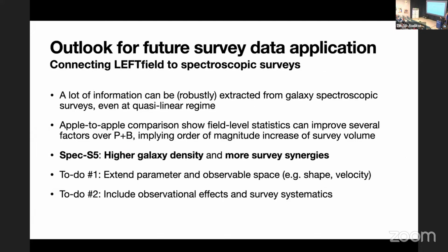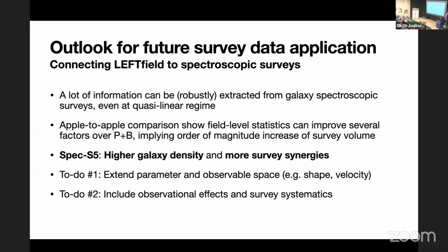Yeah, and so looking forward to connecting LEFTfield to observations. Of course, we show that there's a lot of information that can be robustly extracted, even in the quasi-linear regime, by an apples-to-apples comparison. Again, there are many ways to set up such a comparison, and this is just one way to look at it. For Spec-S5, I would think higher galaxy density would definitely help, and then also more survey synergies.